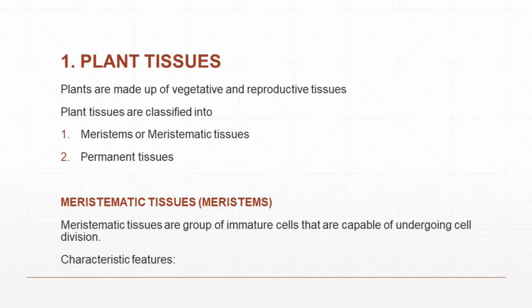What are the characteristics of meristematic tissue? They are living cells. Cells are small, oval, polygonal or round in shape. They are thin-walled with dense cytoplasm, large nuclei and small vacuoles. They undergo mitotic cell division. They do not store food materials.